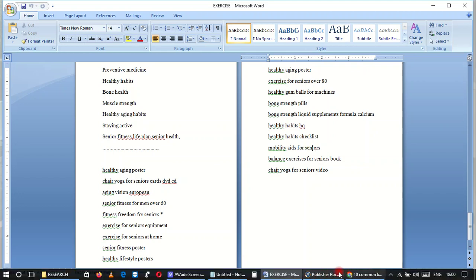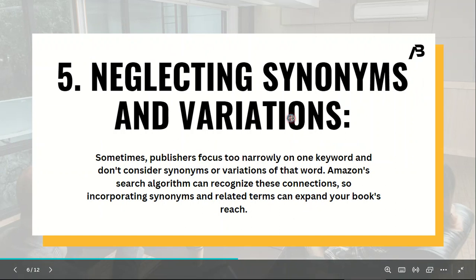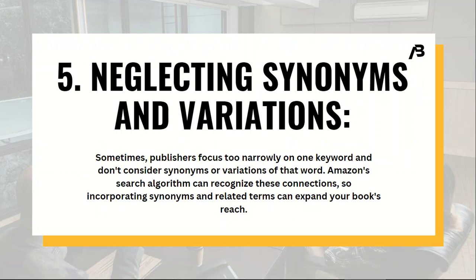So if you're doing your keyword research, look out for common synonyms that are related to your book, and make sure you use them. Don't just say, okay, my book is about seniors, so I will use anything seniors, but anything that is elder or aging, I will not use it. Now you might be leaving some money on the table if you are doing that.